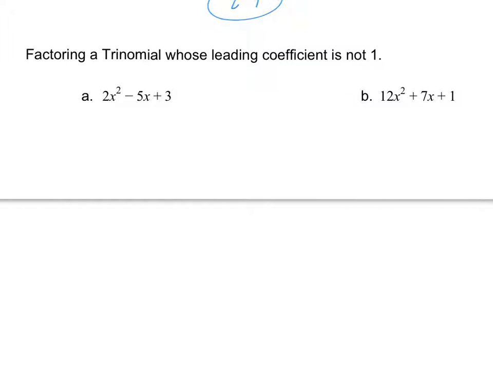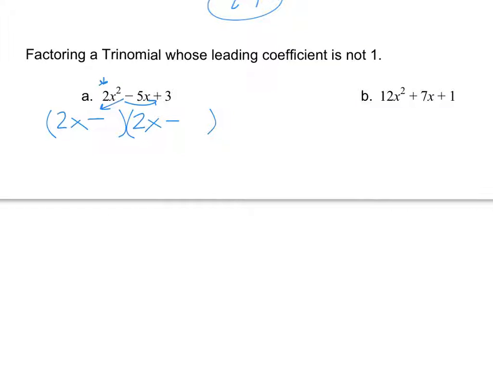Okay, and we can do the same thing with a trinomial whose leading coefficient is not 1. So now in this case, how we set it up a little bit differently is we set up two sets of parentheses, and we take this first number and we're going to place it in each along with that x from the front. I bring down my first sign. A negative times a positive is a negative.